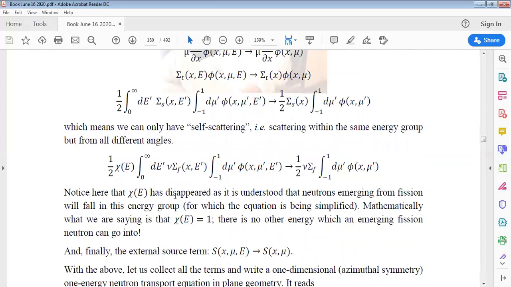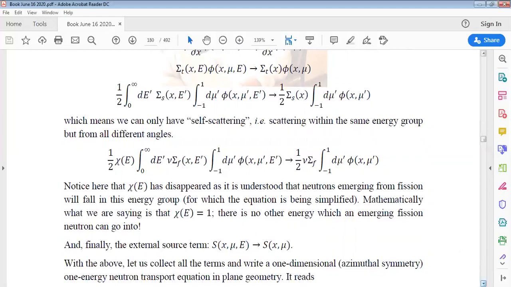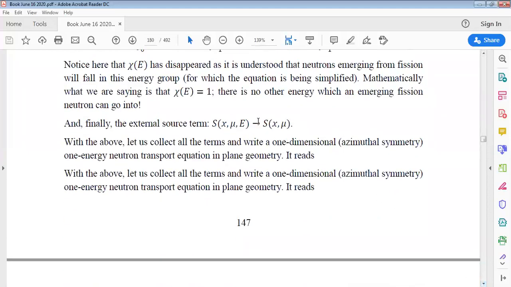So this simplifies the fission term to a simple integral. Now notice that chi of E has disappeared, as it is understood that neutrons emerging from fission will fall in this energy group because there's no other energy group. And finally, we integrate the source over all energies, and we get the energy averaged angular source.